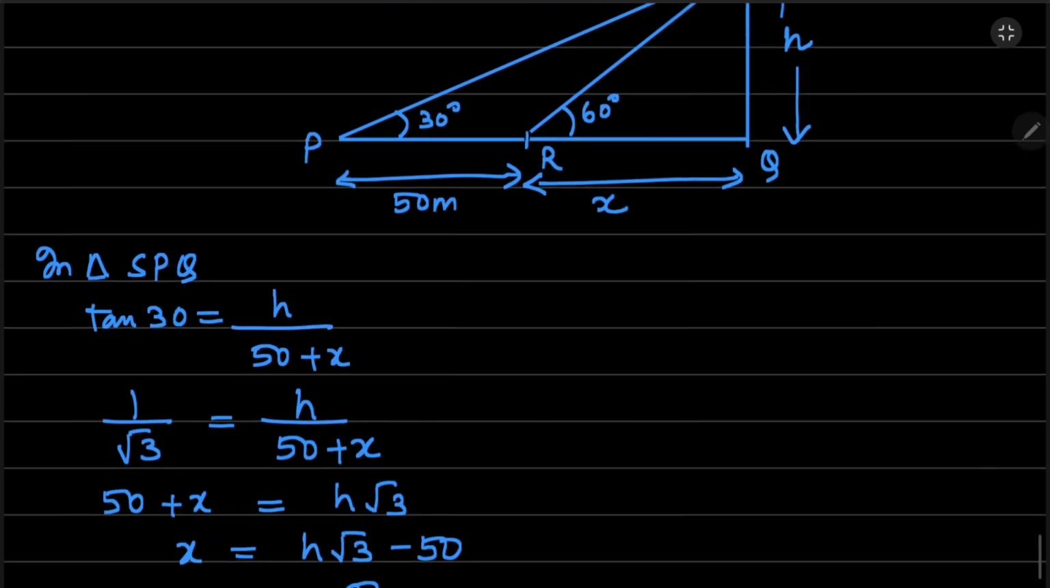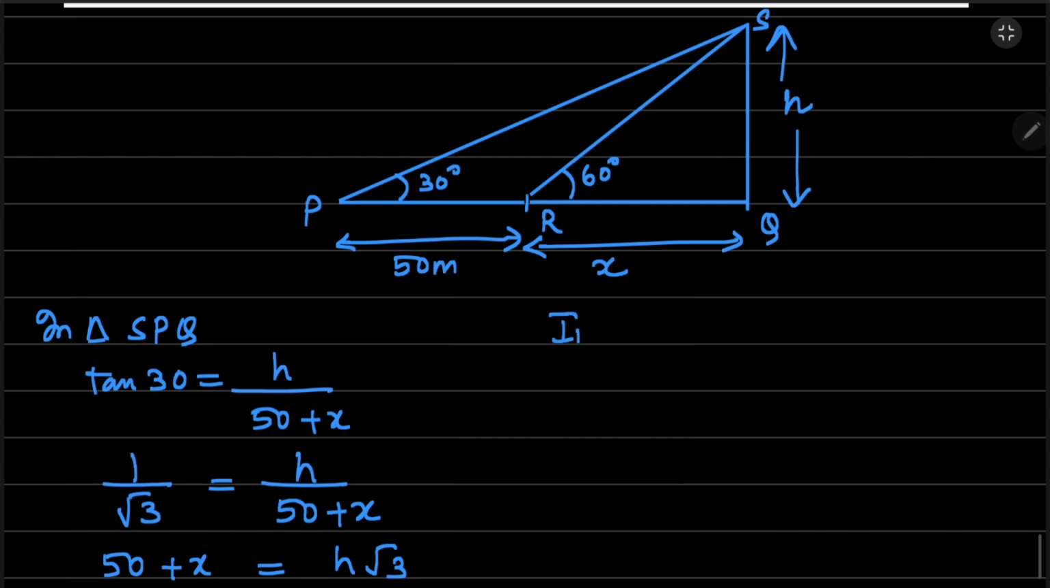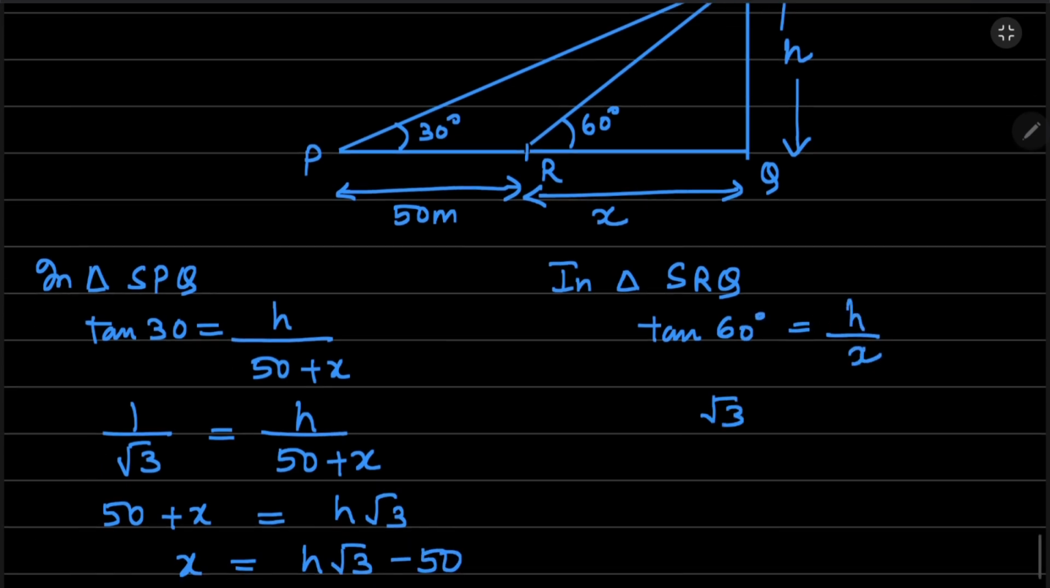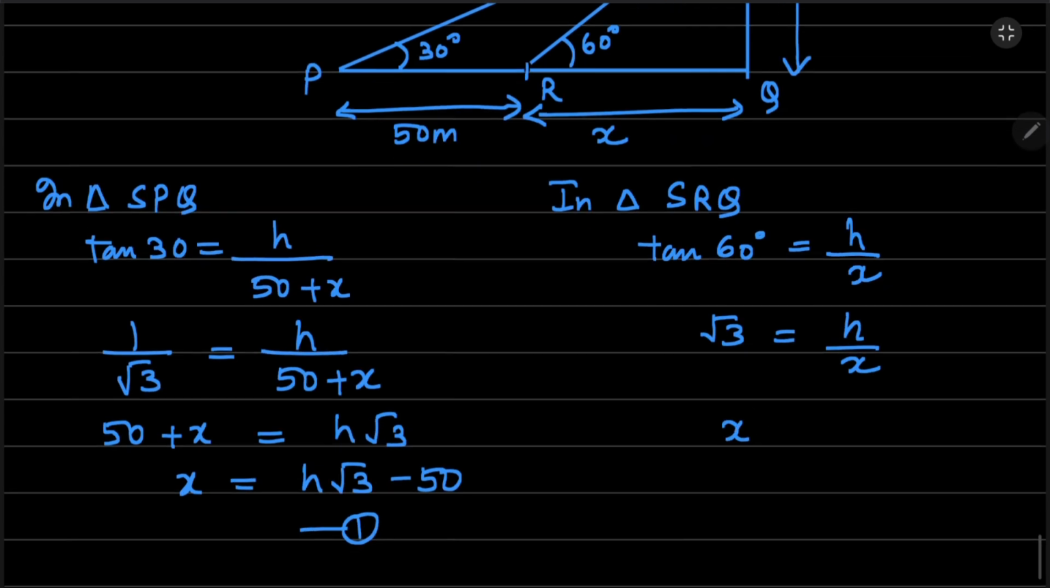Now let us take the smaller triangle. In triangle SRQ, tan 60 is nothing but h by x. What is tan 60? It is root 3, equal to h by x. So what is x in terms of h? x is equal to h by root 3. Let this be equation 2.